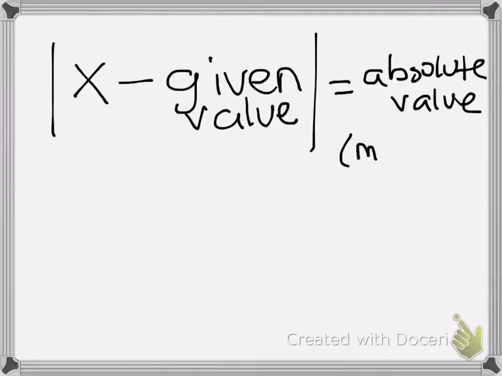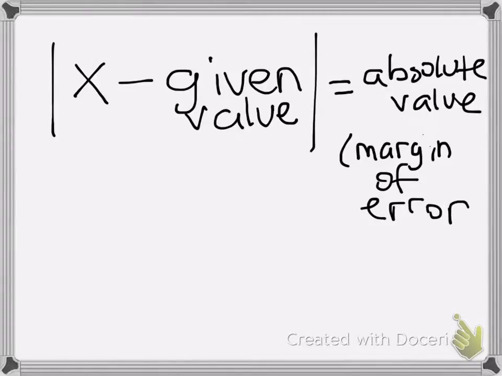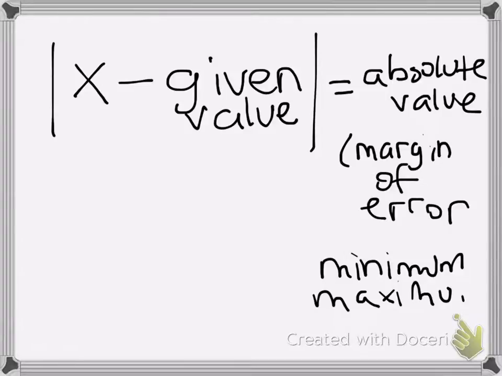So they call this either margin of error, or they have minimum and maximum. And these are keywords. Then you have an allowance, like the problem we're on says. All of these mean something is related to absolute value. So you'd put those numbers in here.